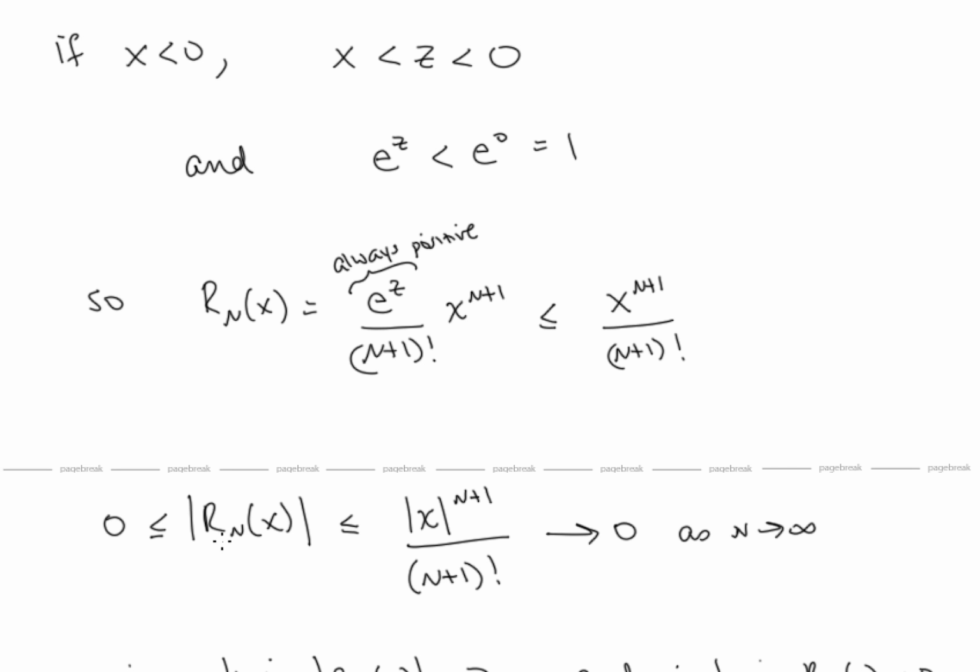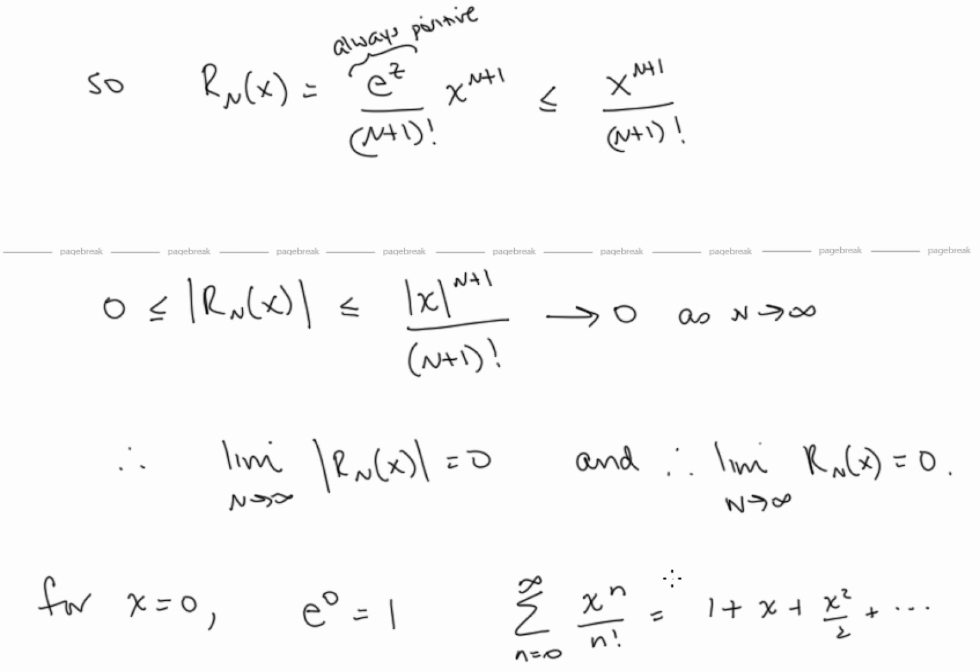So we have absolute value of r sub n is greater than or equal to 0. It's also less than or equal to absolute value of x to the n plus 1 over n plus 1 factorial, which goes to 0 as n goes to infinity. So now we have absolute value of r sub n squeezed between 0 and 0 as n goes to infinity, and by the squeeze theorem, that limit must be equal to 0. And so that tells us that the limit of the terms without absolute value is also equal to 0. So now we have that our Taylor series converges to f of x for x positive and for x negative.